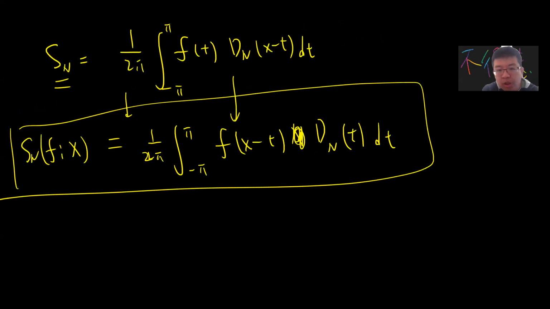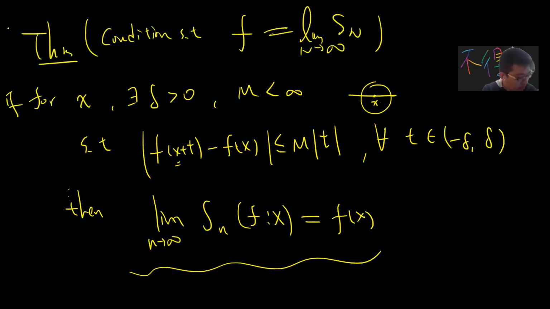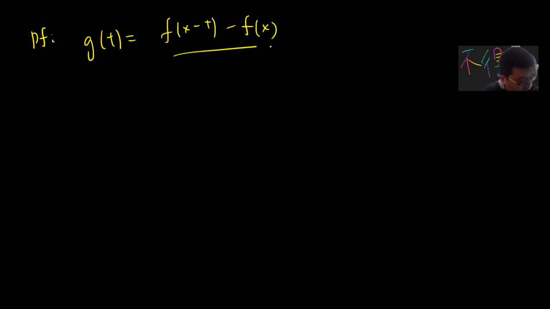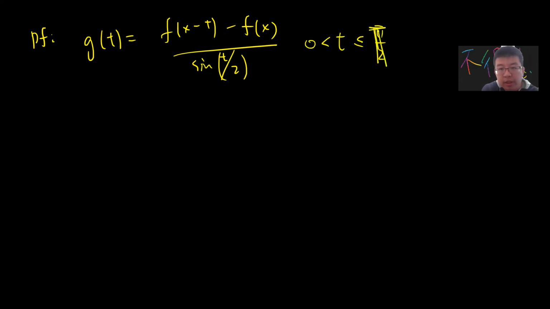This is why we need to use the Dirichlet kernel. Let's give the proof. The proof is simple. Let's define g(t) to be (f(x-t) - f(x)) divided by sine(t/2). I only define this for t not equal to 0, because if t is 0 it blows up. So I should define this for t in minus pi to pi.